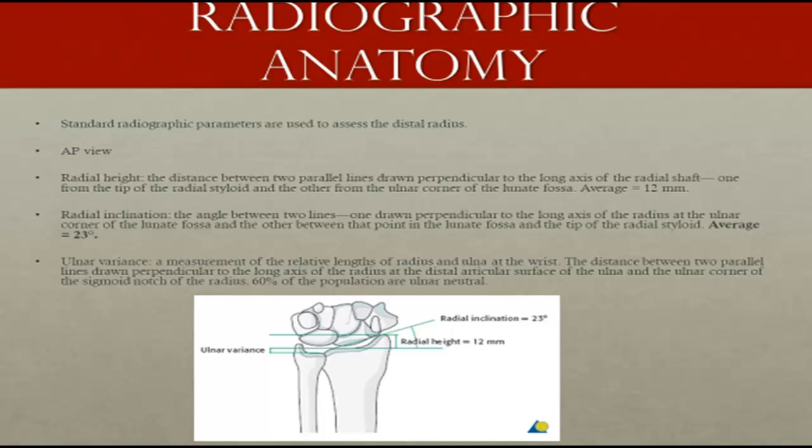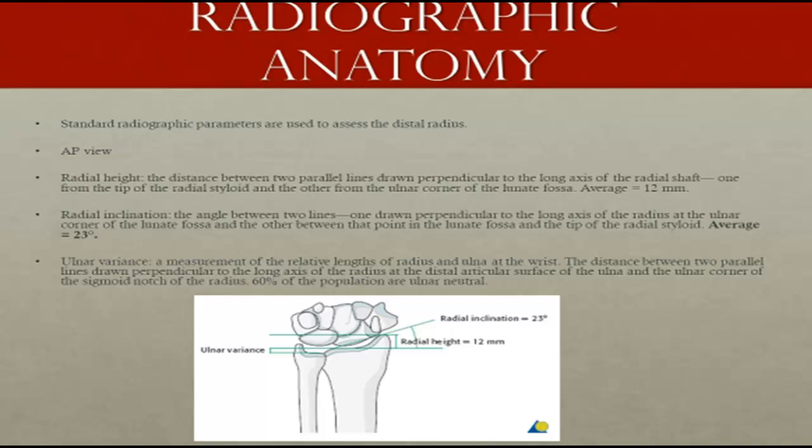We can also assess the amount of radial inclination or radial slant, so to speak. Radial inclination is the angle between two lines. Okay, one is drawn perpendicular to the long axis of the radius. So picture a vector going through the long axis of the radius, at the ulnar corner of the lunate fossa of the radius, and the other between the point in the lunate fossa and the tip of the radial styloid. This has an average angle of 23 degrees.